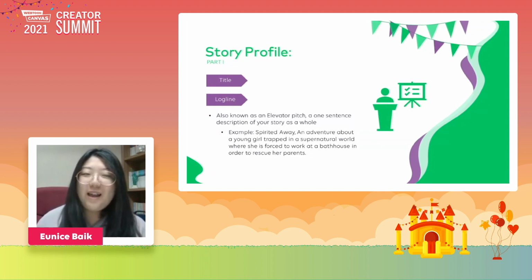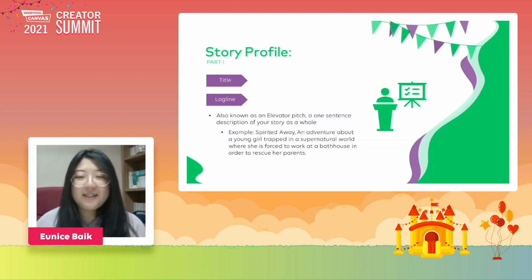Your log line. If you don't know what a log line is, it's sometimes also known as an elevator pitch. It's essentially a one sentence description of your story as a whole. A good way to look at it is, if you're able to summarize your story into one sentence, how would that look? Would it sound engaging? Will it sound interesting? Are you able to captivate anyone from one sentence alone? If you're able to do so, I think it's probably a good sign.